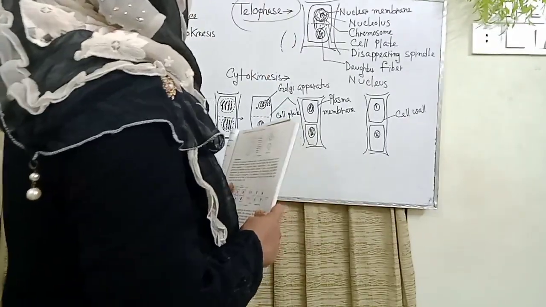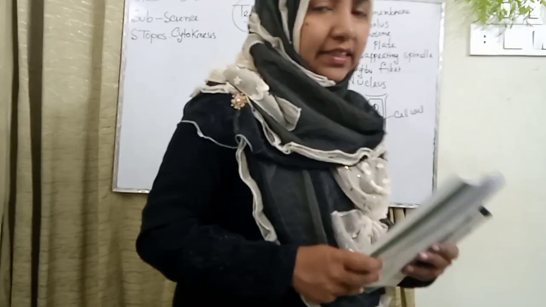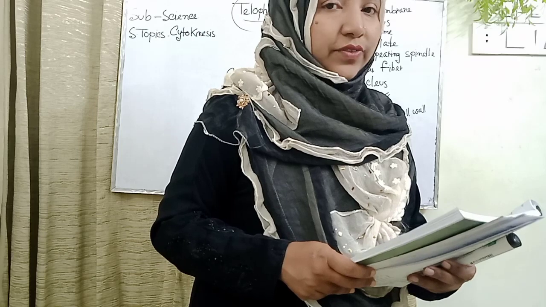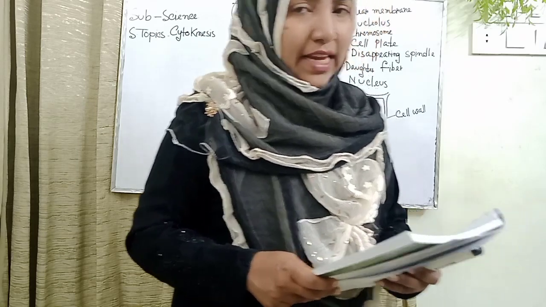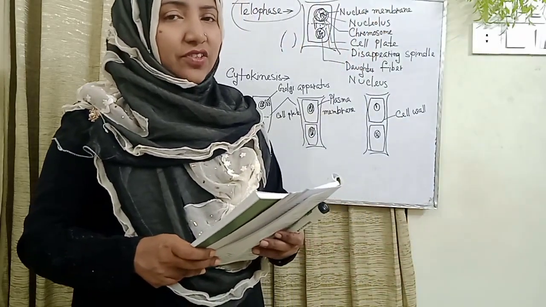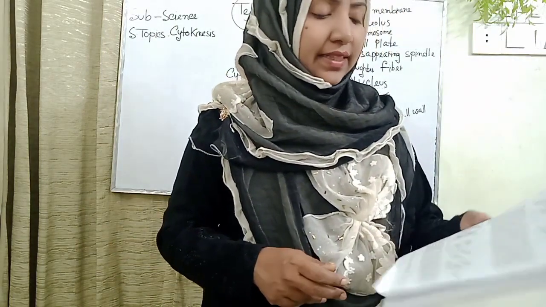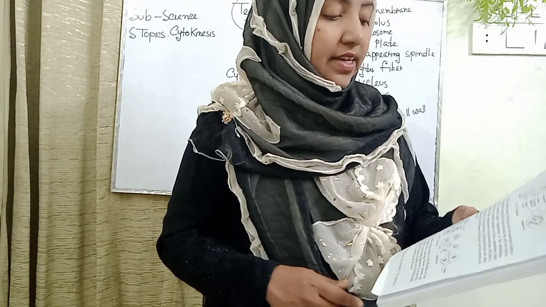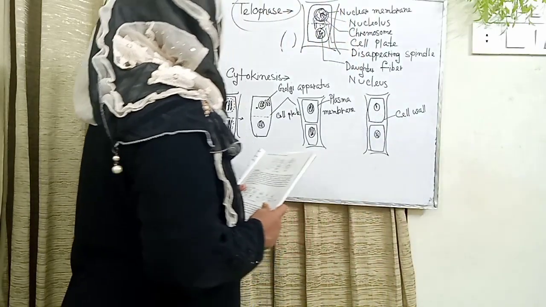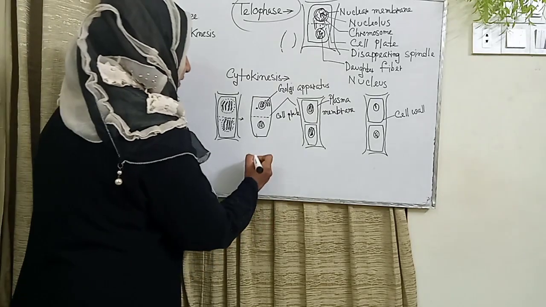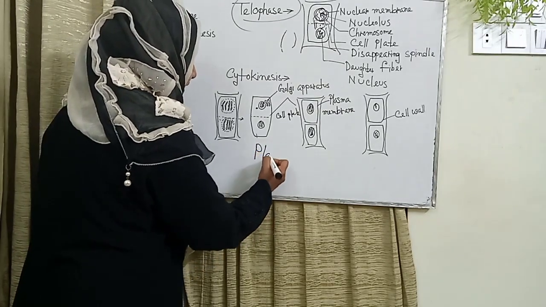Now, after karyokinesis, the other stage is cytokinesis. What is the meaning of cyto? Cyto means cytoplasm, and kinesis means division. Now we explain cytokinesis. Here this structure shows the plant cell categories.